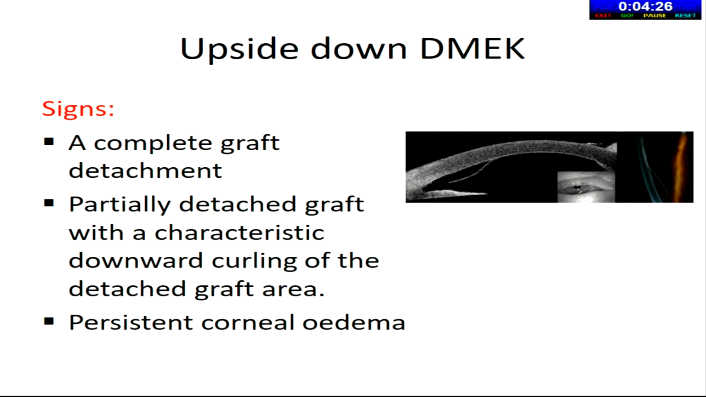So what happens then once you have created an upside down DMEK graft? Well, it may not attach, and it may detach altogether. It may partially detach, and then when you look at the periphery, instead of the scroll going up like this, it may be going down like that, in which case you know it's upside down. There may be persistent corneal edema, and it's really important to video all your surgery because you can always go back and look and see.